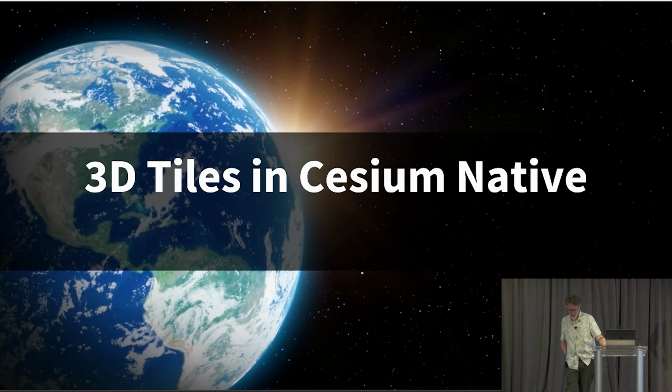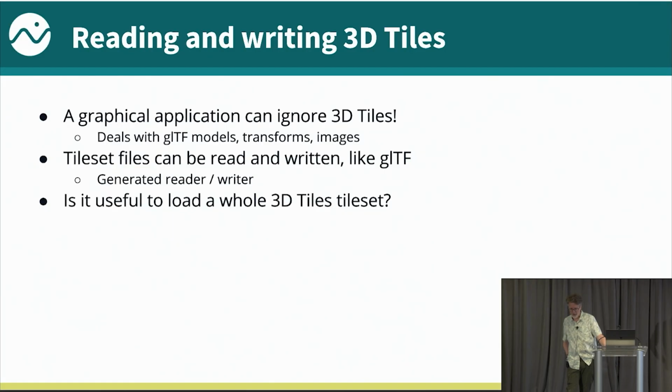So now passing on to 3D tiles, which is kind of a more interesting subject in Cesium Native. If you have a graphical application, you really don't need to know about 3D tiles. You deal with glTF and some information about where they're placed in space and images, and really that's it. However, if you do want to deal with 3D tiles, you can read them, read their contents, write them out. Cesium Native uses the same strategy for generating readers and writers for 3D tiles as it does for glTF.